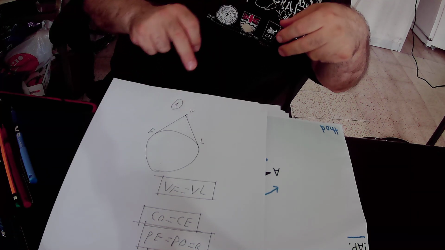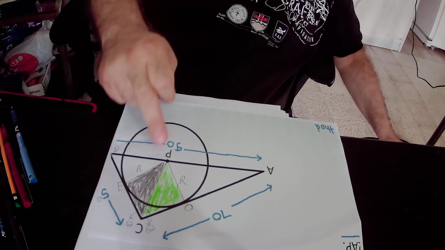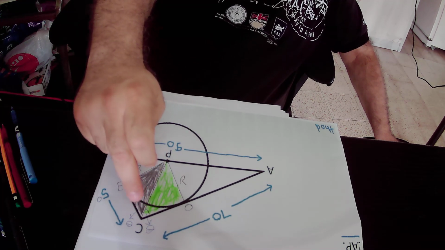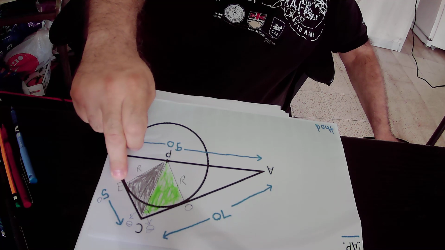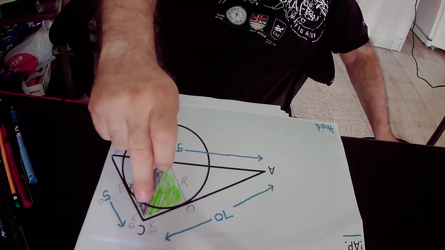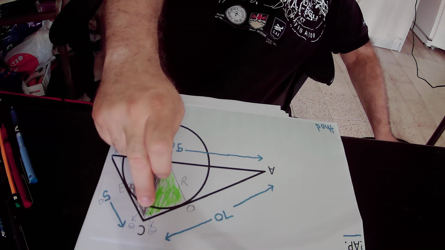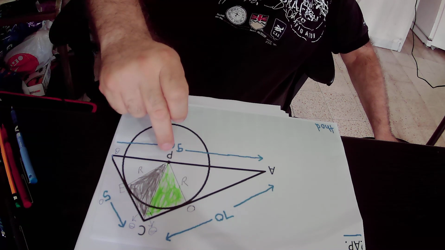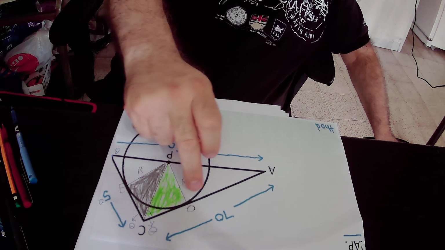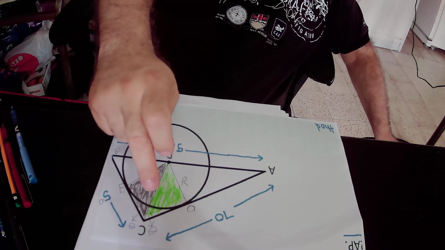So we can implement this rule in our circle, and we can say that CO, that is a tangent to the circle, is equal to CE, that is also a tangent to this circle, because those two tangents to this circle are from point C, that is an external point of the circle. For that reason, those tangents are equal to each other. That is to say, CO equals CE.